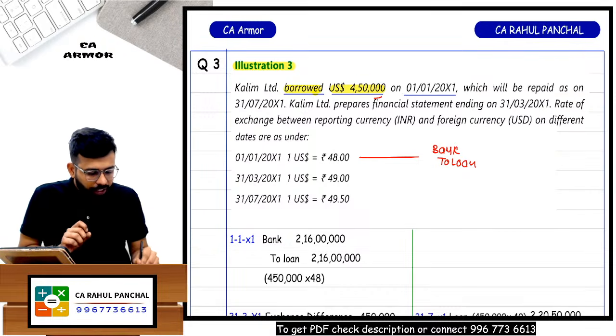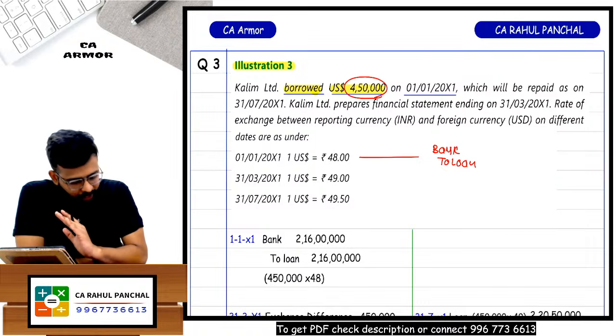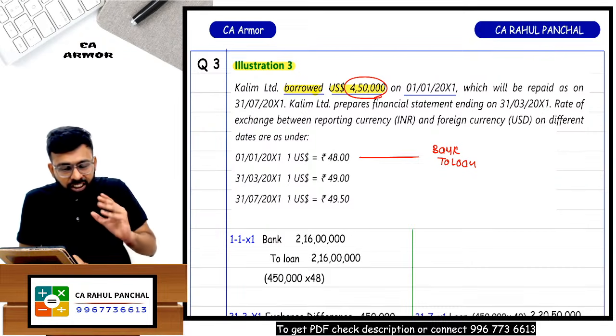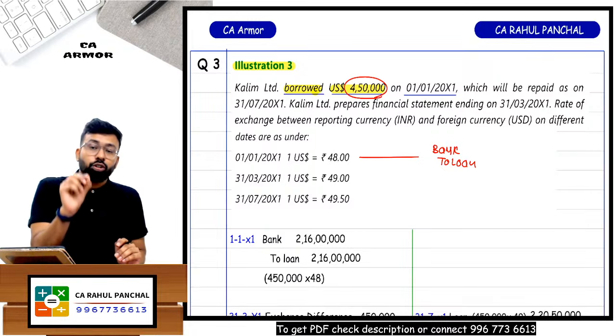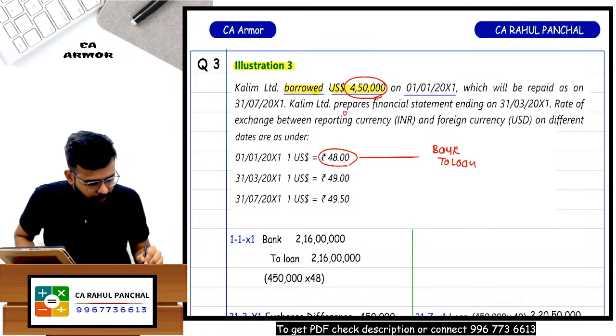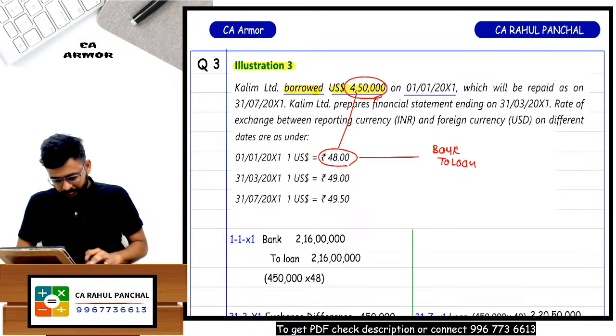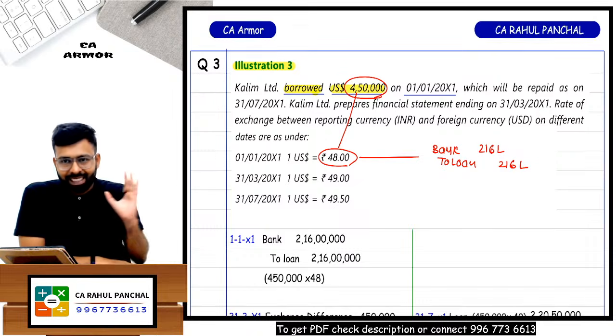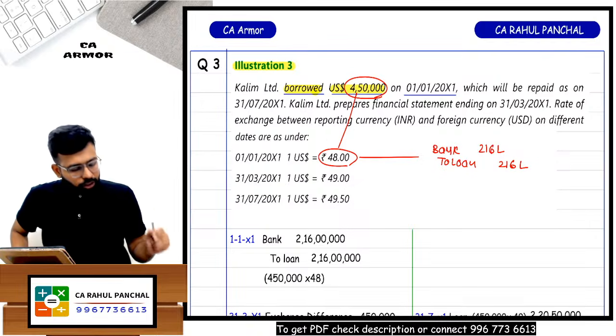But sir, it is $4,50,000. But sir, I want to express that in rupees because my financial statements are prepared in rupees. So sir, for every dollar, what was the rate which was going on? 48 rupees. So you will say 4,50,000 into 48, that is going to be 2 crore 16 lakhs. 216 lakhs. That is the entry that you will pass on this date.